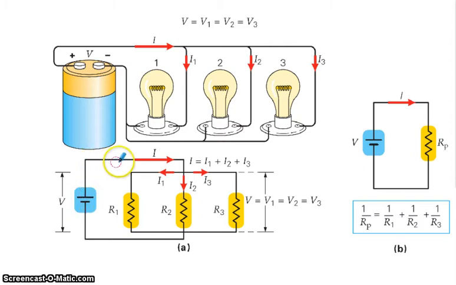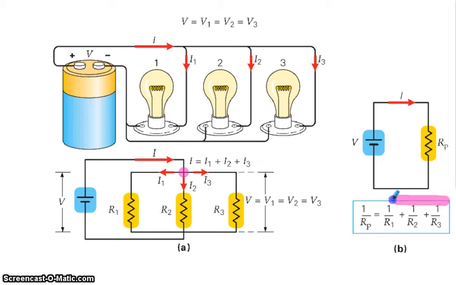The junction rule tells us that whatever current comes out of the battery is split between each path in parallel. So here would be our junction, and the path split means that the current splits. So our total current is equal to the sum of the individual currents.